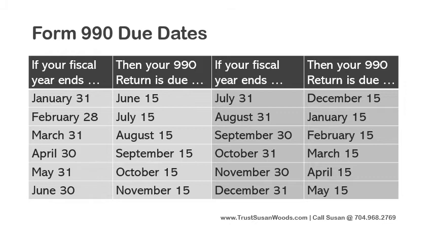And this is crucial because if you miss filing your Form 990 information return for 3 consecutive years, the IRS will automatically revoke your 501c3 status. It's an automatic revocation. It doesn't matter if you earn zero.